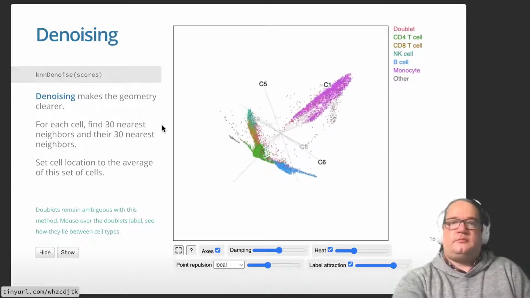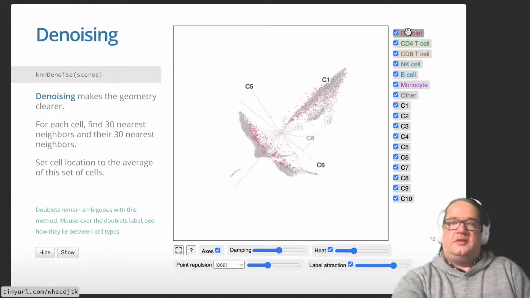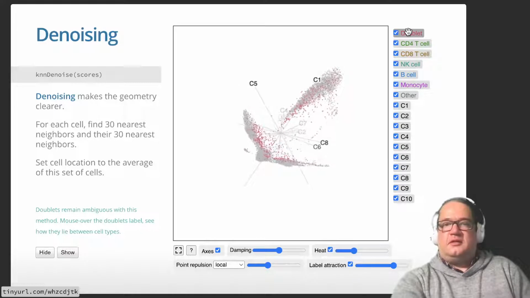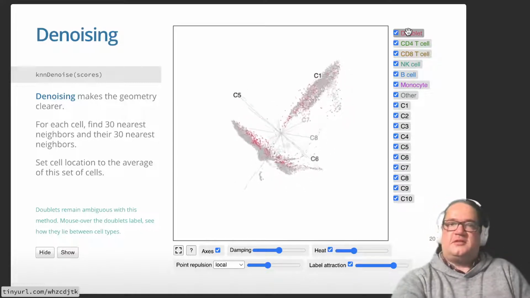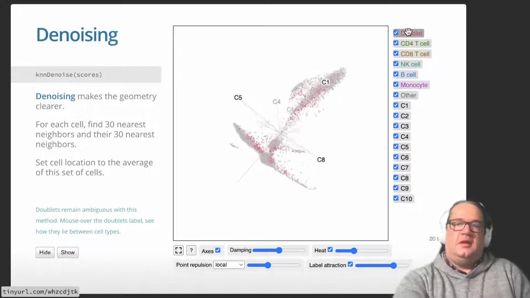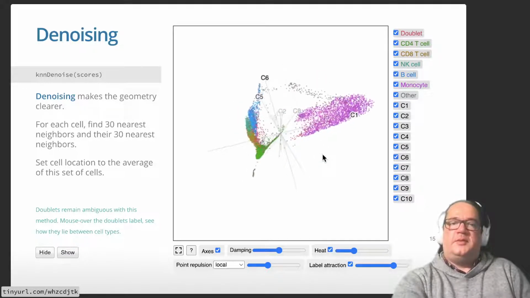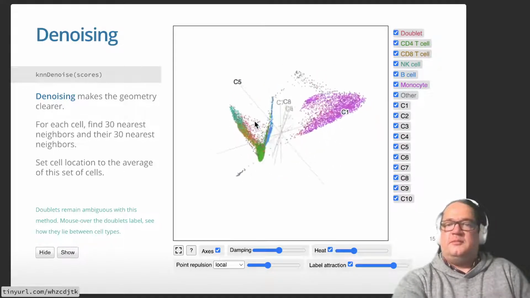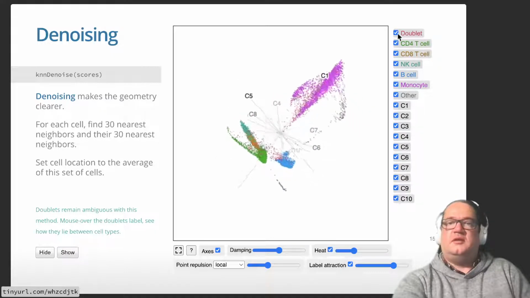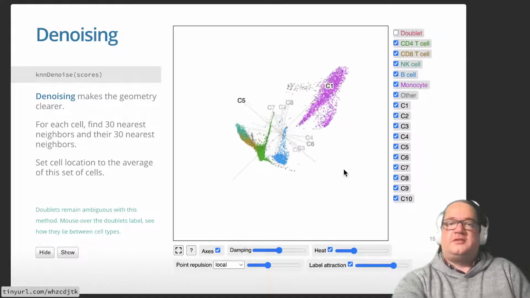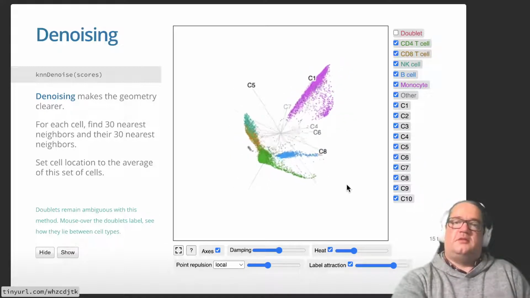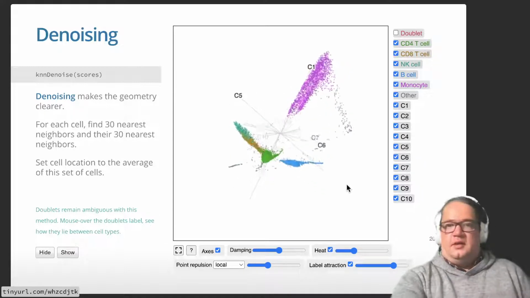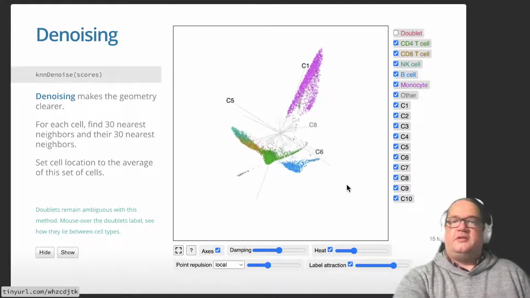Now, you can see, looking at the doublets again, they are still sort of between cell types, so it hasn't erased that. But maybe looking at the overall structure, it's a bit clearer. Turn off doublets, and now it's fairly clear what's going on.